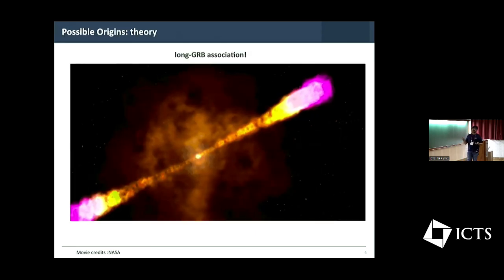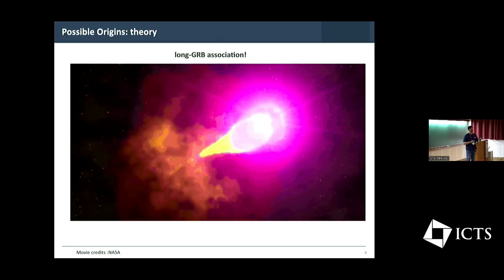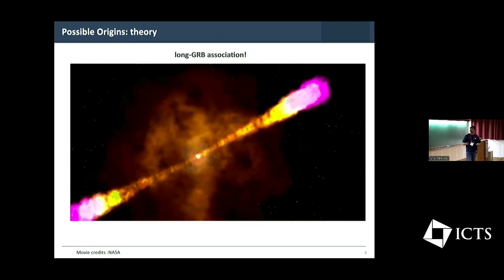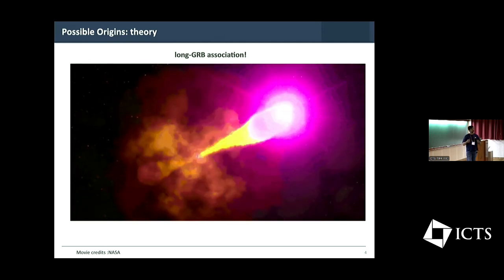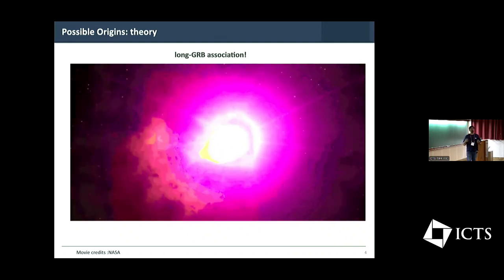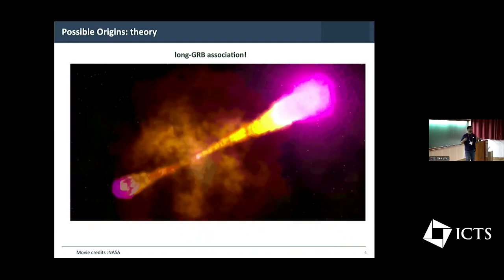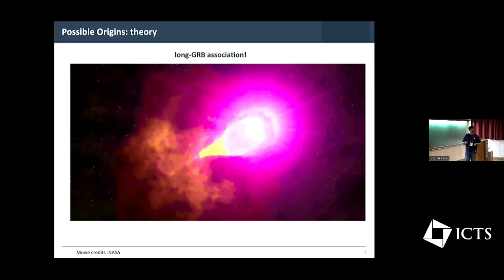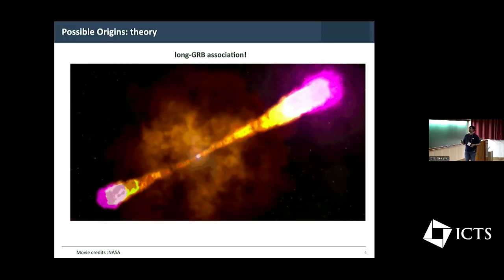So the question is, what are the possible origins? These days we have seen a lot of fast X-ray transients being associated with long gamma-ray bursts. That is one of the possible origins, because with the EP Einstein Probe mission, we are seeing a lot of FXTs which are associated with long GRBs. I will discuss the long GRB association a bit more in later slides.